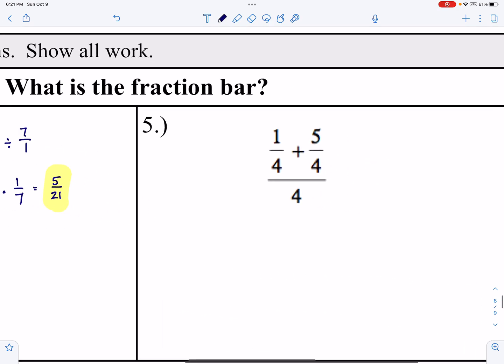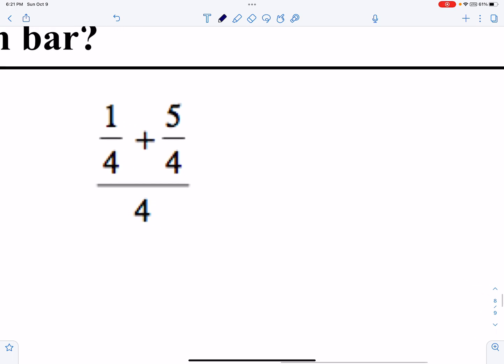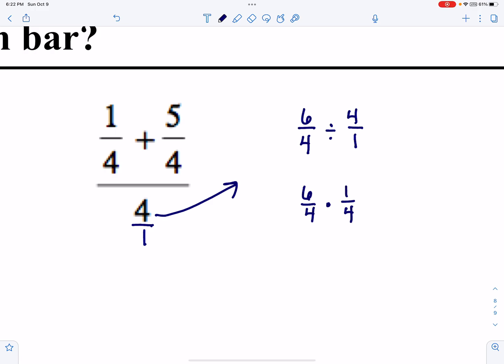All right, and then on to number 5. I see an addition problem of fractions. And so when we're adding fractions, we just need to make sure that the denominators are the same, and they are. So we have a 6/4 divided by 4/1. So I'm just taking that up and representing it as 4/1 instead, since we're working with fractions. We never want to divide by fractions, so we're going to multiply by the reciprocal.